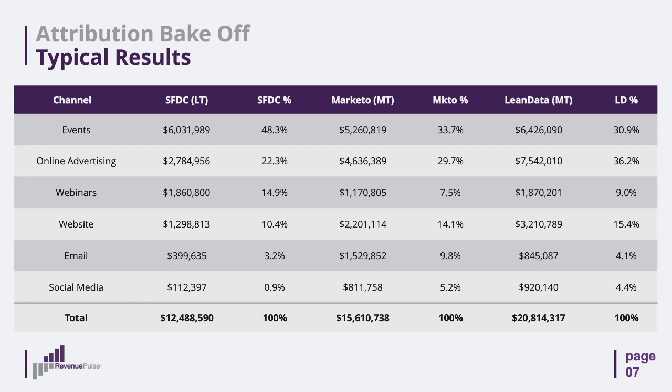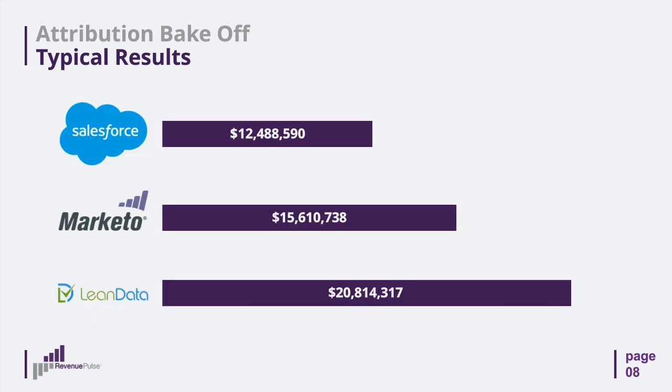So we can see that it's really important to pick the right attribution model because you're going to be making decisions on where to spend your time and your money, so you've got to get that right. At the end of the day, it's very usual to see Salesforce really underreporting the influence of marketing within an organization.